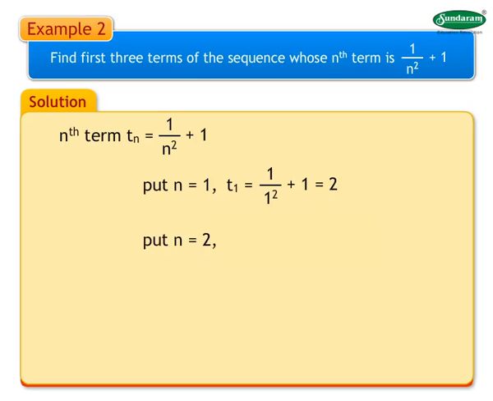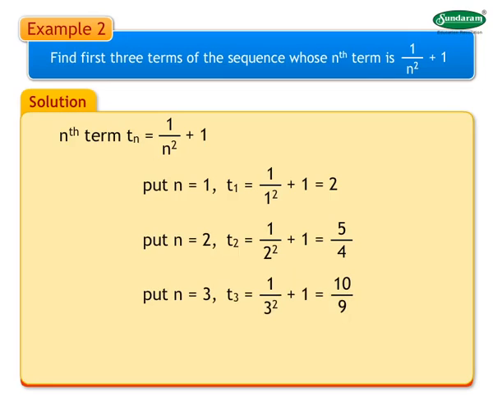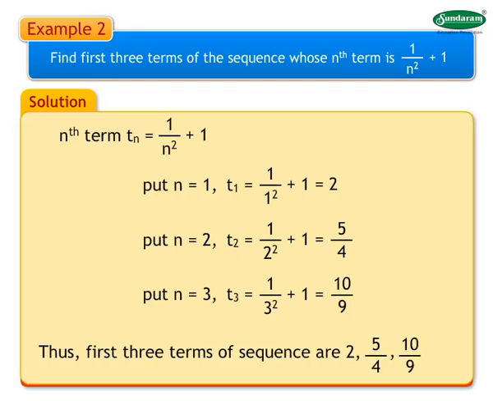Put n is equal to 2. T2 is equal to 1 upon 2 square plus 1 is equal to 5 upon 4. Put n is equal to 3. T3 is equal to 1 upon 3 square plus 1 is equal to 10 upon 9. Thus, the first 3 terms of the sequence are 2, 5 upon 4, 10 upon 9.